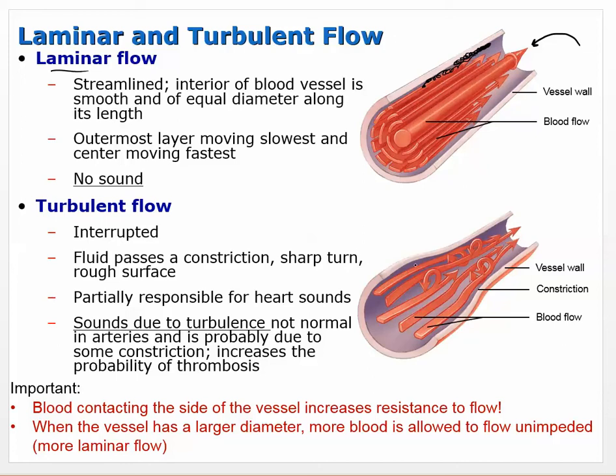Turbulent flow is different. That's interrupted, so when you have a constriction, which we can see here, the blood that was flowing nicely is all of a sudden quickly redirected, and it swirls. Instead of blood flowing in this nice layered, laminar flow, now it's spinning around and bouncing off the wall, and so that's going to be a lot more resistance. It's just a lot more chaotic.